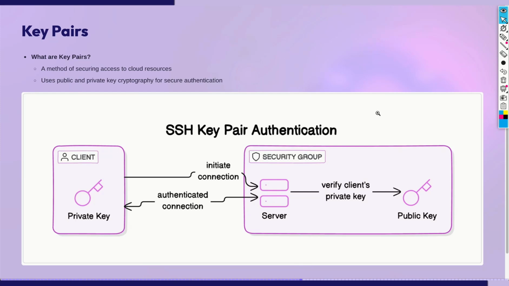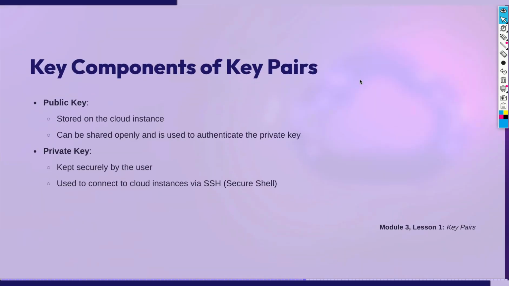When you connect to your cloud instance, the system verifies your private key against your public key, and this method ensures secure access without showing any sensitive information like passwords over the internet. So it's just a key with a jumble of letters that lets you access your cloud resources. This diagram here we will discuss in a little more detail in a couple of slides. So let's get to the key components of key pairs.